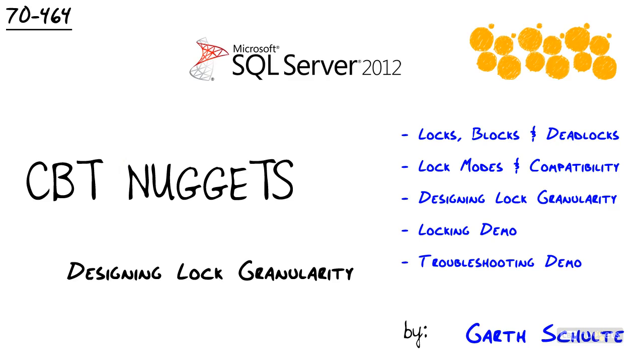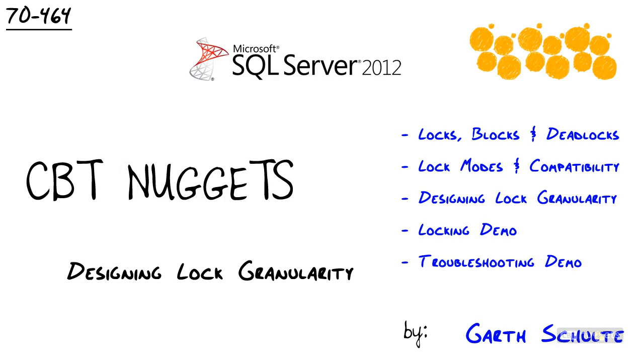Designing lock granularity. In the world of RDBMSs, we have a little something known as concurrency, and that is we have lots of people and processes accessing our data simultaneously, and sometimes those people and processes attempt to access the same piece of data at the same time. Relational database management systems like SQL Server employ a locking mechanism to ensure that our data stays consistent and the integrity is maintained. Now, in the world of 70-464, there are two objectives that deal with concurrency.